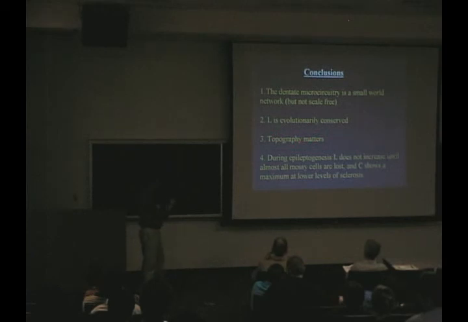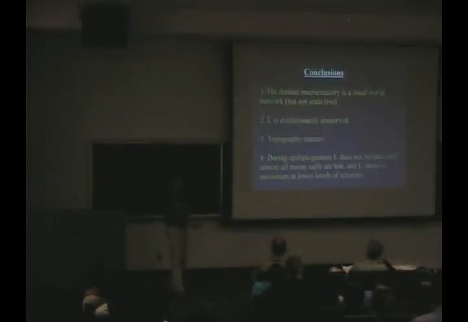I also showed you that topography does matter, so the fact that the hippocampus is an elongated structure with local axonal distributions following Gaussians or double Gaussians does matter. And during epileptogenesis, L doesn't increase, almost all of the mossy cells are lost, and C shows a maximum at the lower level of sclerosis.